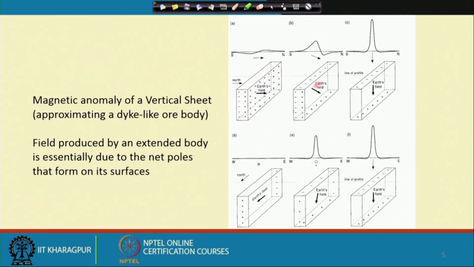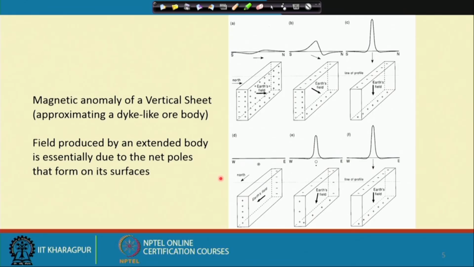And if this happens to be at an angle to the north, here this is on the equator, this is in a place where it is oblique to the Earth's magnetic field, and here it is at the pole. So, you could get different types of magnetic signature. For example, here this body is trending east west, and here it is north south. So, in this case, a body which is trending north south and parallel to the Earth's magnetic field, we are not getting any anomaly.